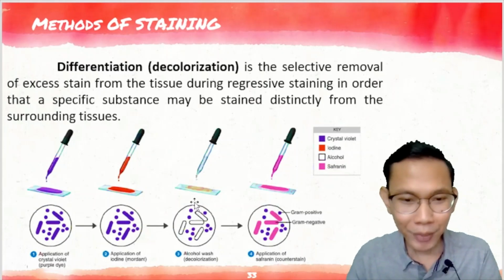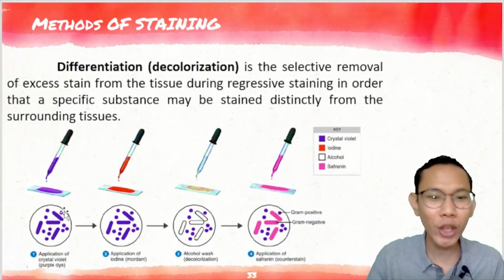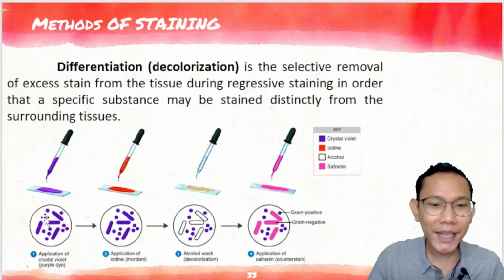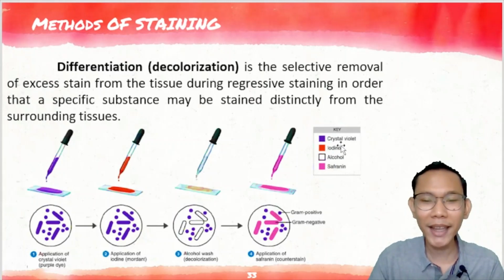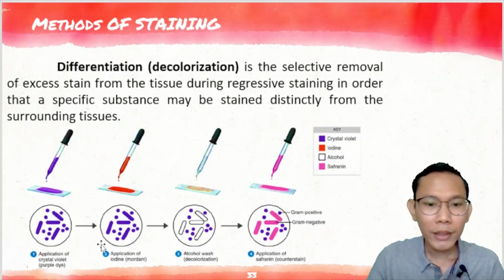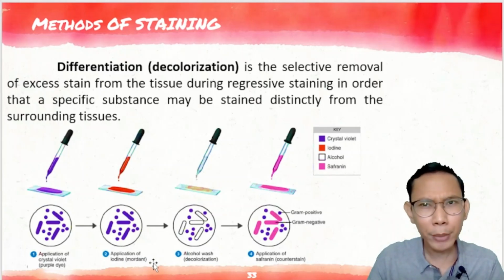So again, ano bang step niyan, Doc? Sige, Doc, medyo nalilito pa kami, Doc. So gram staining, ito, first step is your crystal violet. Your crystal violet is your primary stain. Again, your crystal violet, siya yung primary stain natin. Second step is your iodine. Your iodine will serve as your mordant. Di ba, remember, ano nga mordant?